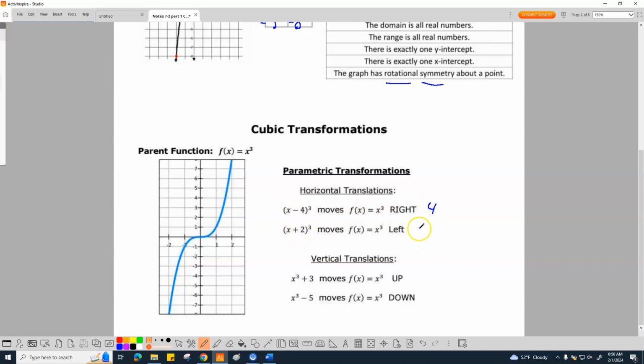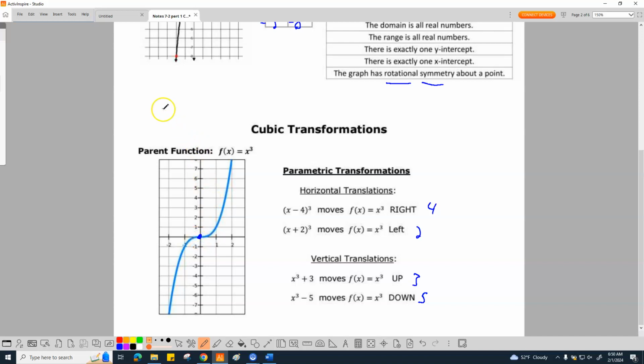And what about this one? This one's going to move left 2. What about this one? It's not attached to the x. If it's attached to the x, it'll have the parentheses. So this is just talking about up-down movement. This one does not lie. This is up 3. This is down 5. So it's not that difficult to imagine how you would graph that, for instance.